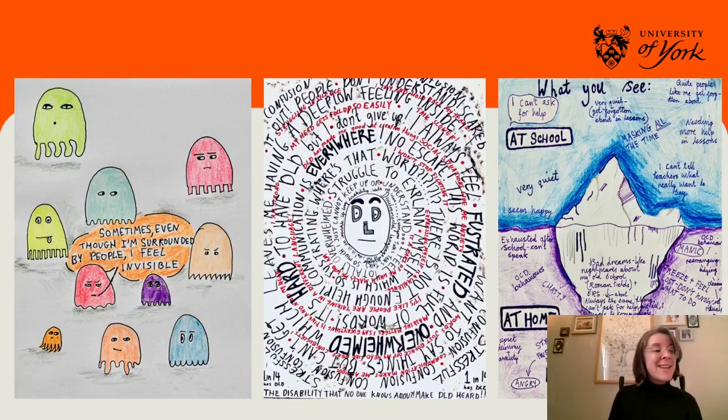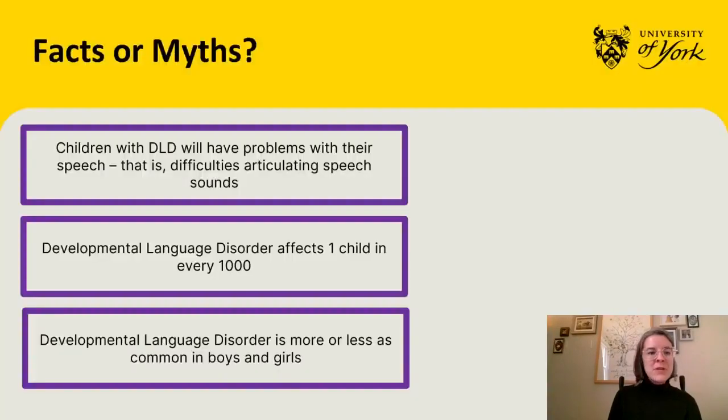So this is an activity you can do in a group or by yourself, however you'd like to do it. We're going to go through a couple of facts and myths about DLD, just to refine that definition a little bit further. So I've got a few slides like this where I've got some statements on the left, and then I'm going to reveal to you whether they are in fact facts or myths. So one of them, if you've been listening, I've already told you the answer. Children with DLD will have problems with their speech, that is, difficulties articulating speech sounds. Developmental language disorder affects 1 child in every 1,000, and developmental language disorder is more or less common in boys and girls. So if you want, you can pause the video, jot down your answers, and I'll now reveal the answers.